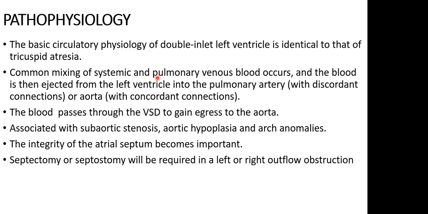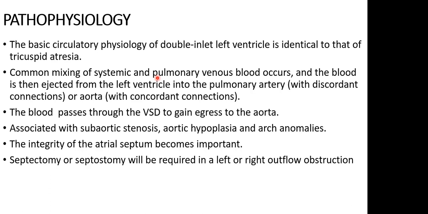So for the pathophysiology, the basic circulatory physiology of double inlet ventricle is identical to that of tricuspid atresia, because in tricuspid atresia, it's just the left ventricle that is functional. But here the tricuspid valve and the mitral valve are actually emptying into the left ventricle, if that's the dormant ventricle. So there's a common mixing of systemic and pulmonary venous blood, and then blood is injected from the left ventricle into the pulmonary artery or the aorta.